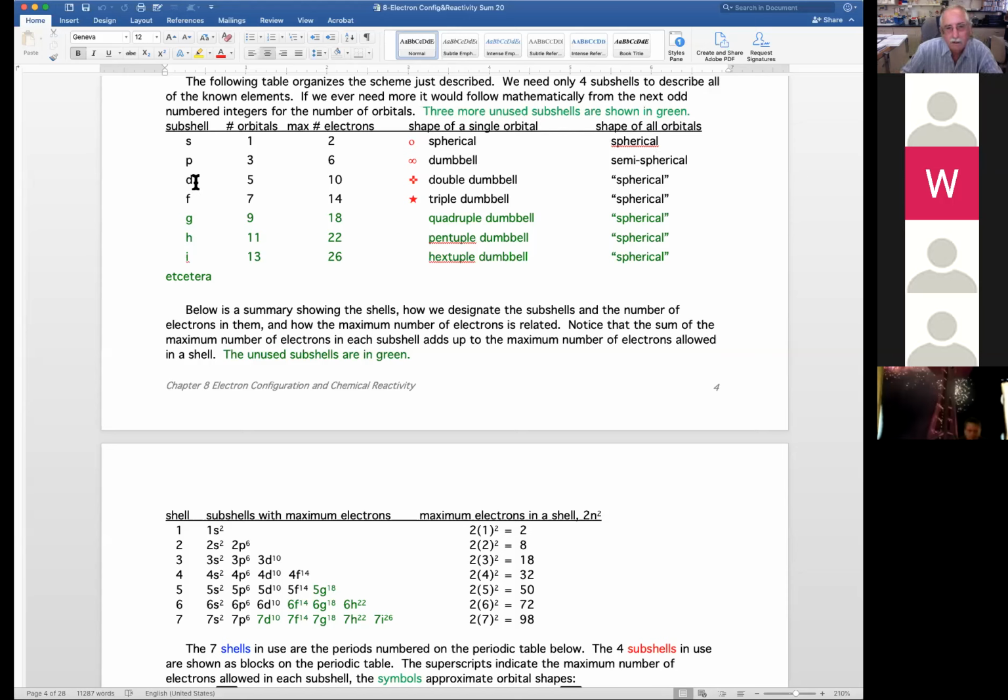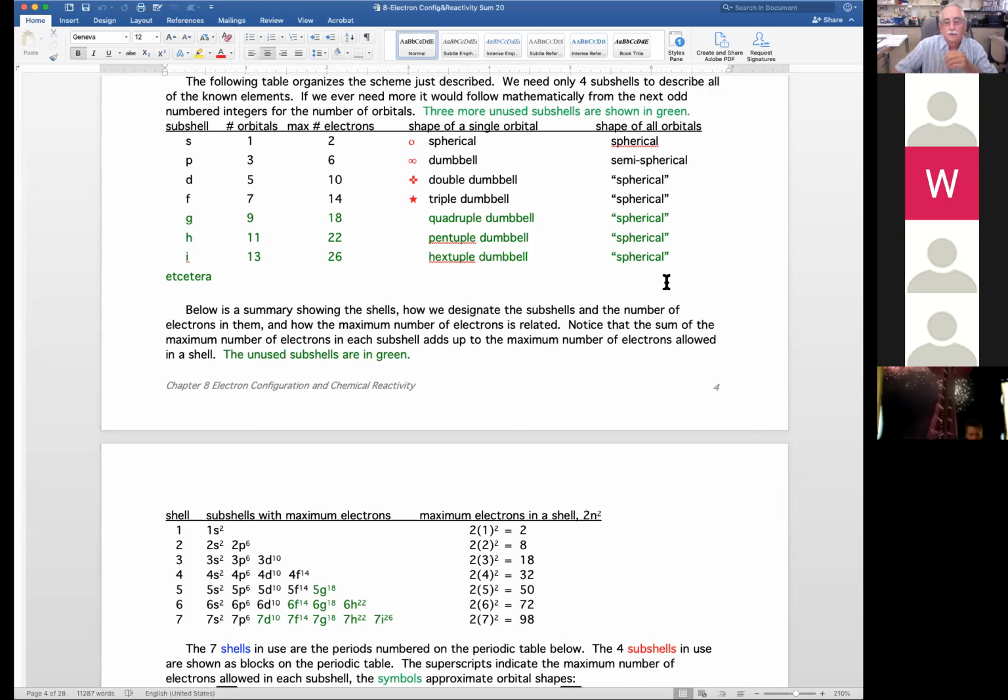A D, which can have 10 electrons in it, is basically a double dumbbell. Then it gets more complicated and more complicated. You start putting these shapes together, it just simply gets spherical. But that is not the way the electrons move. We don't know how they move. It is not how the orbitals are shaped.